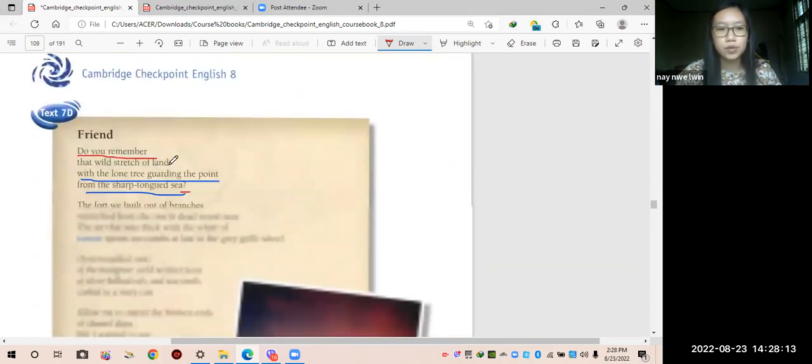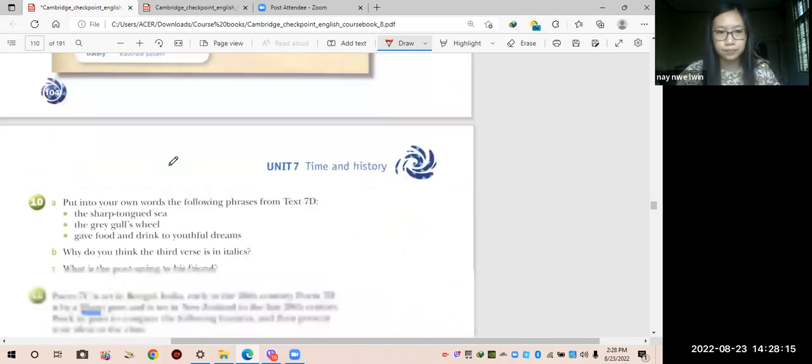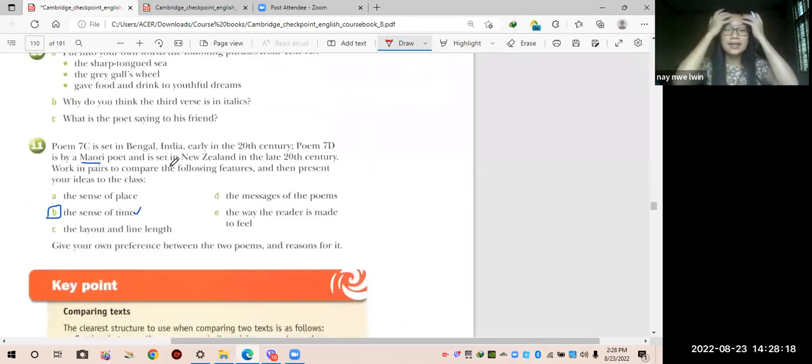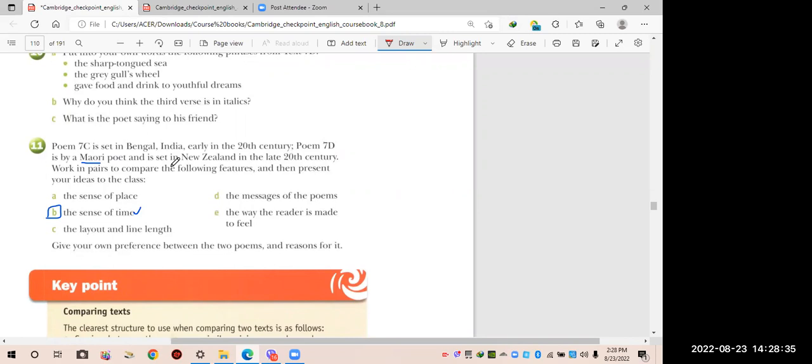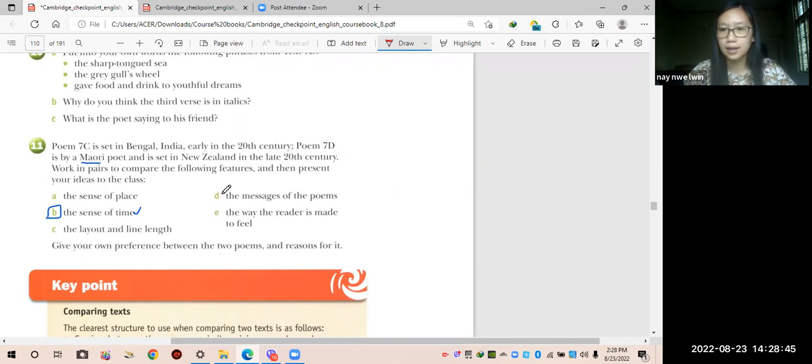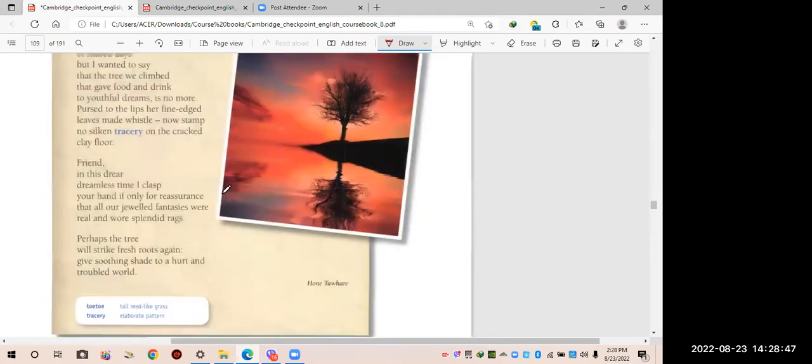Okay, so we'll move to the next one now. It is the layout and line length. Okay, how do you think of the layout and line length? Are they the same or different? How do you think of it? Layout and line length. Different. Different. Why did you say it is different? Layout and line length different. So how are they different from each other?